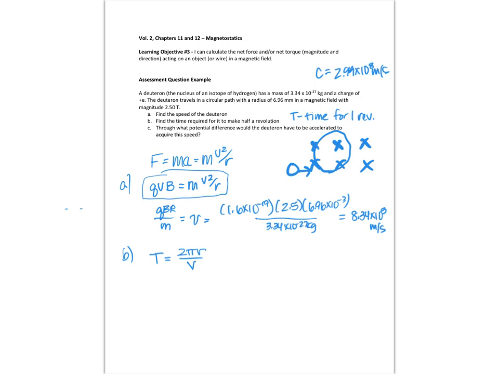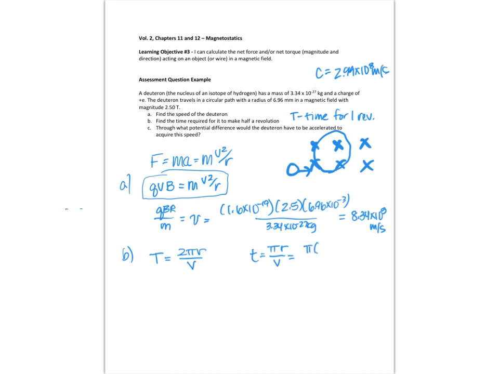I could calculate that period and then take half of it because it's only going halfway, or I could take a shortcut: the time I'm looking for is going halfway around the circle, which is just pi times the radius, divided by my velocity. That'll give me my time straight up. But again, this is a relationship that I would like you to be familiar with, like how we define the period and how we relate that to circular motion.